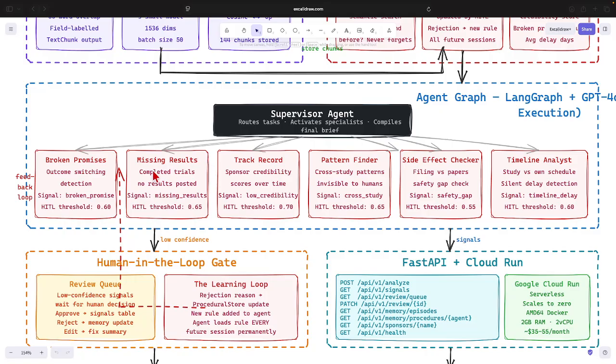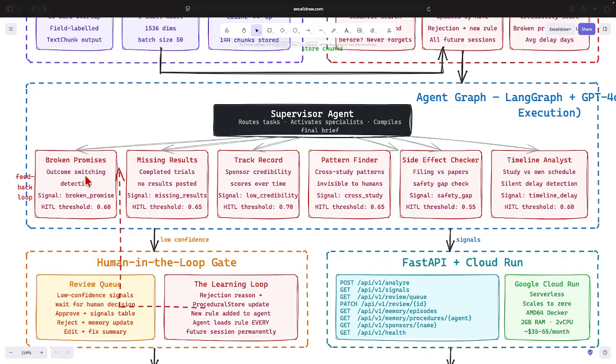Now see, I have named the agents a bit in a funny way. I was earlier thinking of naming them in some serious manner, but I thought, if I name them by what they are actually doing, it will help me explain better and help you understand it better. So the broken promises agent, which is the first one here, checks whether a research study changed what it promised to measure after it started.